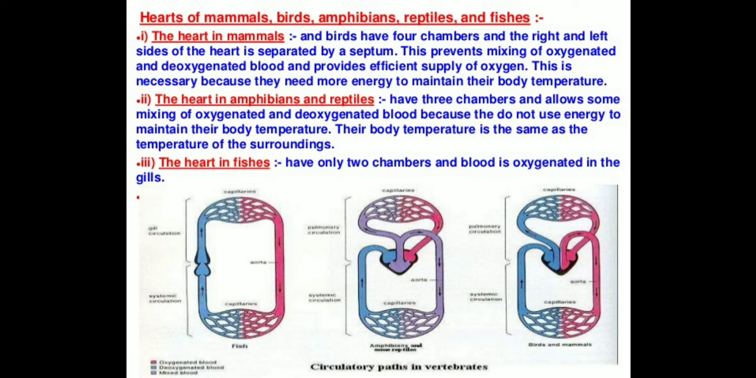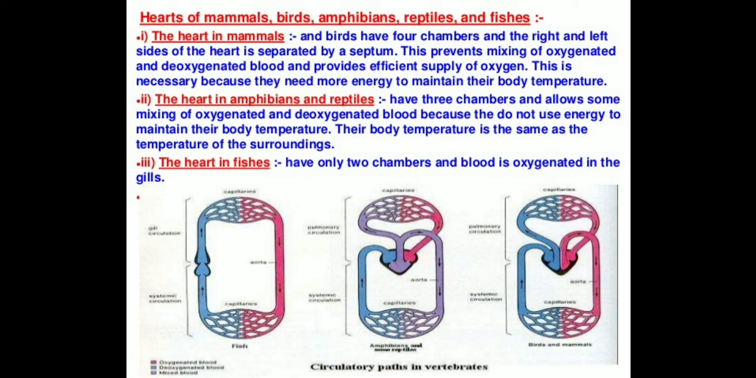Now the heart of mammals, birds, amphibians, reptiles and fishes. Heart of mammals and birds have four chambers and the right and left side of the heart is separated by septum. This prevents the mixing of oxygenated and deoxygenated blood and provides the efficient supply of oxygen. This is necessary because they need more energy to maintain their body temperature.